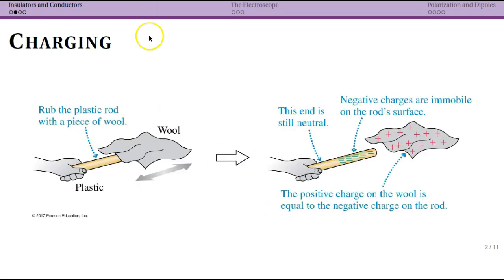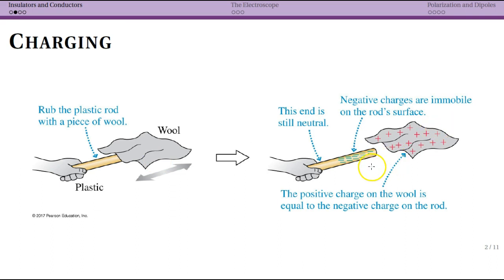So now let's think about what's happening in detail when we are charging our plastic rod. We rub it with the wool, and we've said that the friction is breaking some of those surface molecules such that the positive charges or the positive parts of the broken molecule end up on the wool, and the negative parts of the broken molecule remain in the plastic.